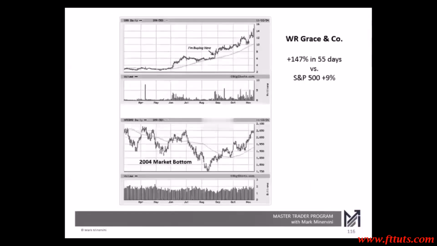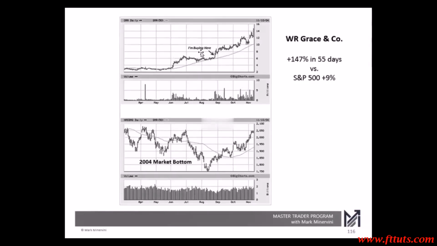Let's see here. WR Grace. This is another stock that I bought coming off of a correction. This was the '04 correction again. Coming off the correction, you can see right here they actually had an asbestos lawsuit issue, and it started to resolve itself. But this stock right here in 55 days went up 147%, almost 150%. During that same time, the S&P went up 9%.